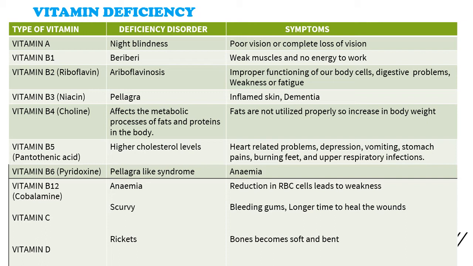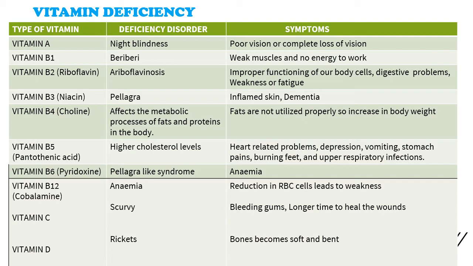Next is vitamin B6, or pyridoxine. You have the same symptoms as pellagra, and you have anemia also. Vitamin B12, cobalamin, is the other name. You are anemic because you have less production of RBC cells, which contain the red pigment hemoglobin, which carries oxygen to different parts of the body. So less RBC means less hemoglobin, less oxygen supply, and you have anemia.